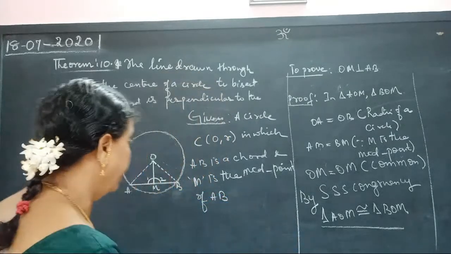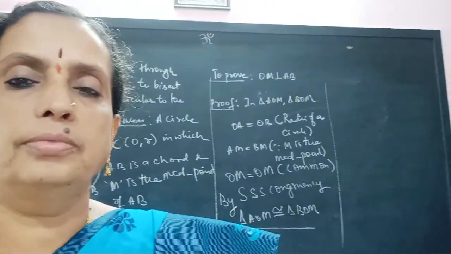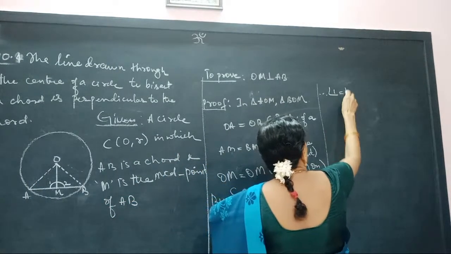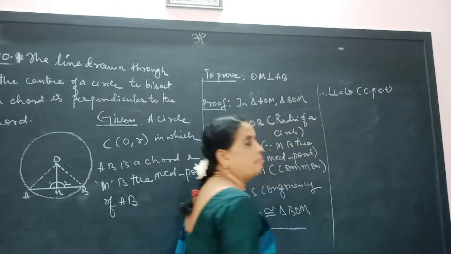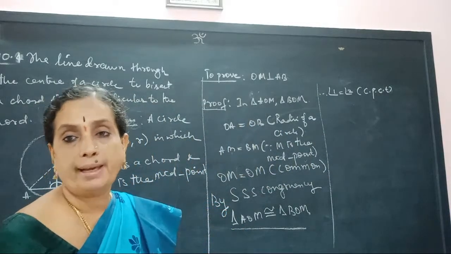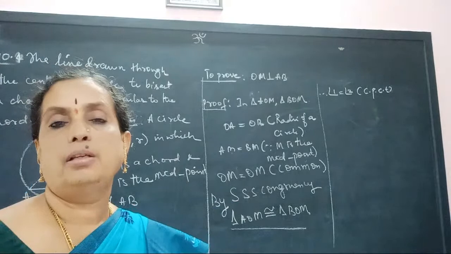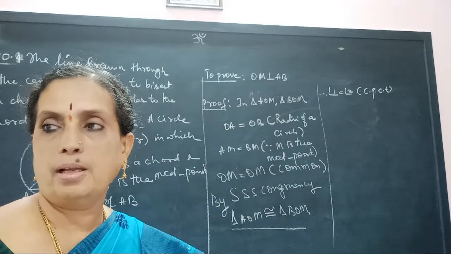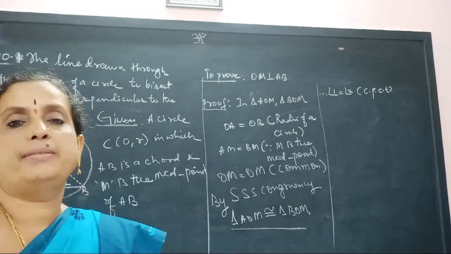So I will write here. Shall I write in the end? Therefore, angle 1 equals angle 2 because of the reason corresponding parts of congruent triangles. But we have to prove it is 90 degree. How can you prove angle 1 equals 90 degree, angle 2 equals 90 degree? Can anyone give the steps? How can you show that they are equal to 90 degree?